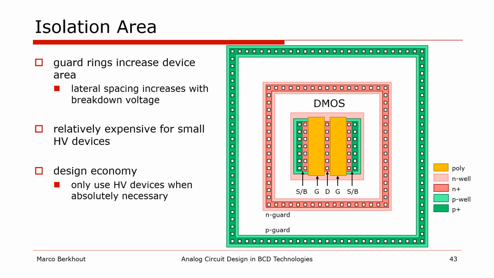Obviously, the guard rings increase the silicon area used by the DMOS, and this area increases with higher voltages. This illustration shows a typical example layout of a small drain-centered DMOS device with the N-guard and P-guard rings. And as you can see, the effective area is about 10 times that of the net device. Clearly, the area penalty is relatively large for small transistors. So as a general guideline, you want to use high voltage devices economically, and only in locations where the high voltage capability is absolutely necessary.